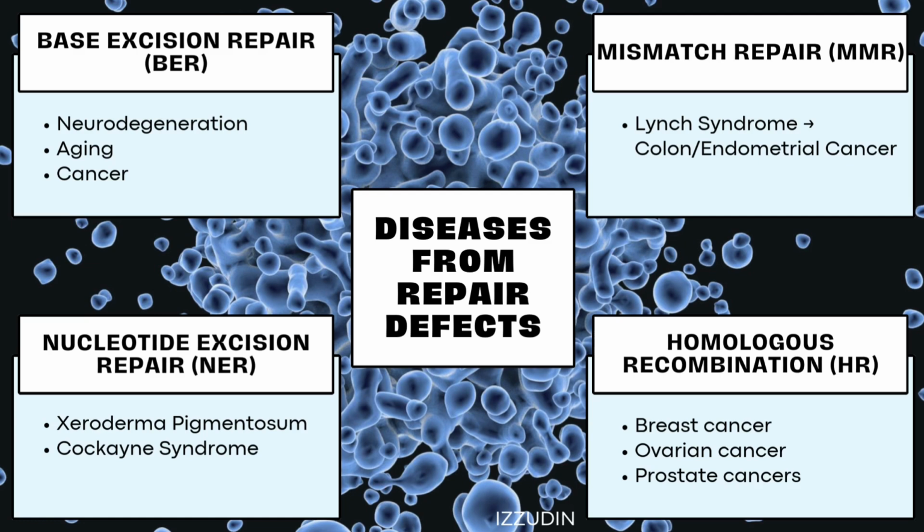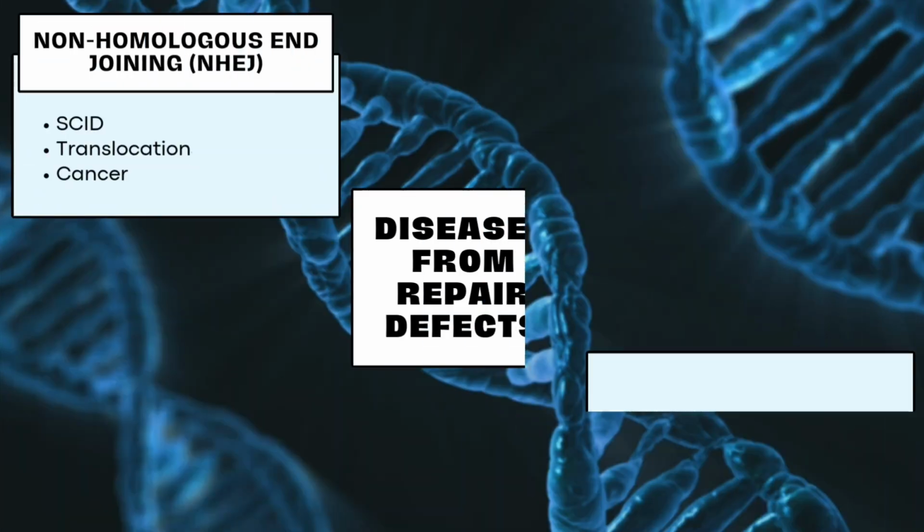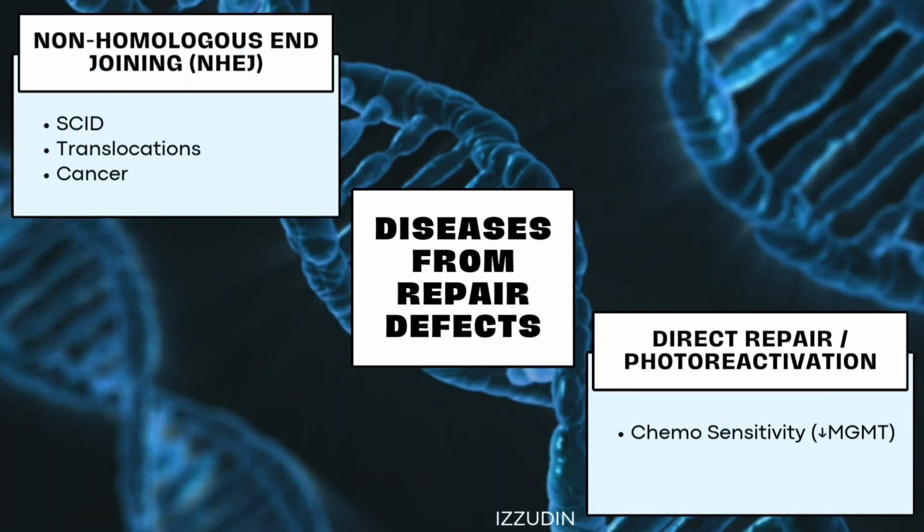Homologous recombination failure is tied to breast, ovarian, and prostate cancers. Non-homologous end joining defects result in SCID, chromosomal translocations, and cancer. Even direct repair mechanisms matter. Low MGMT levels can actually make cancer cells more responsive to chemotherapy.